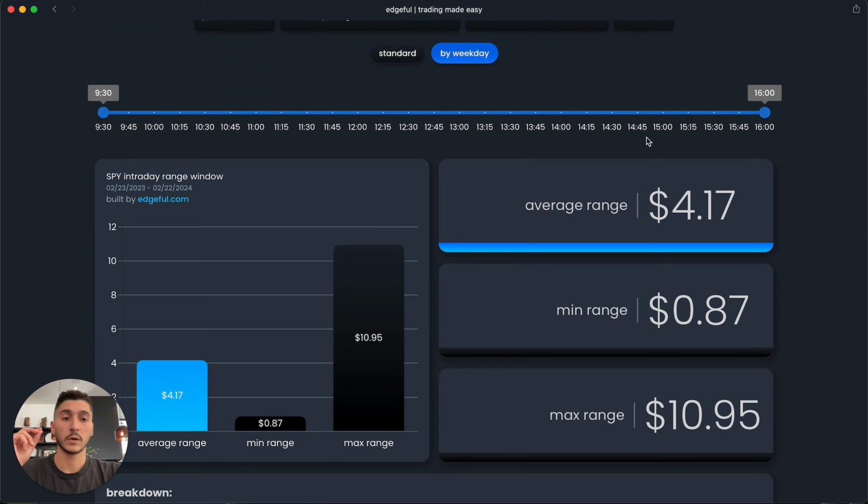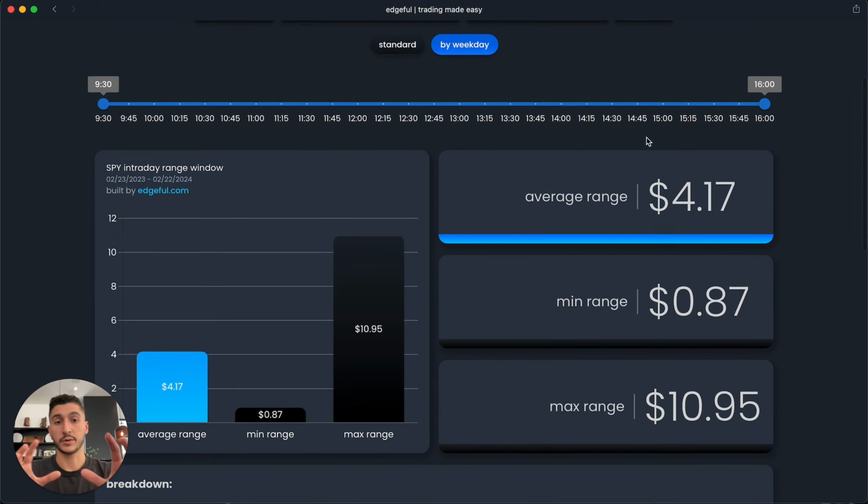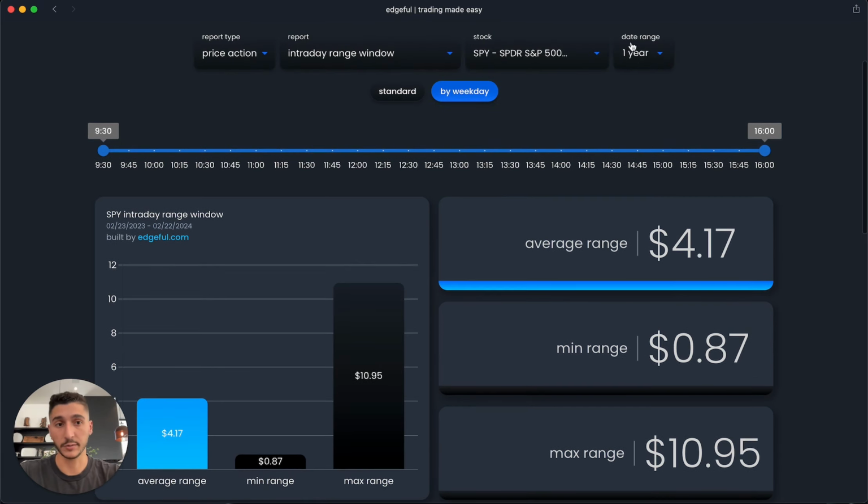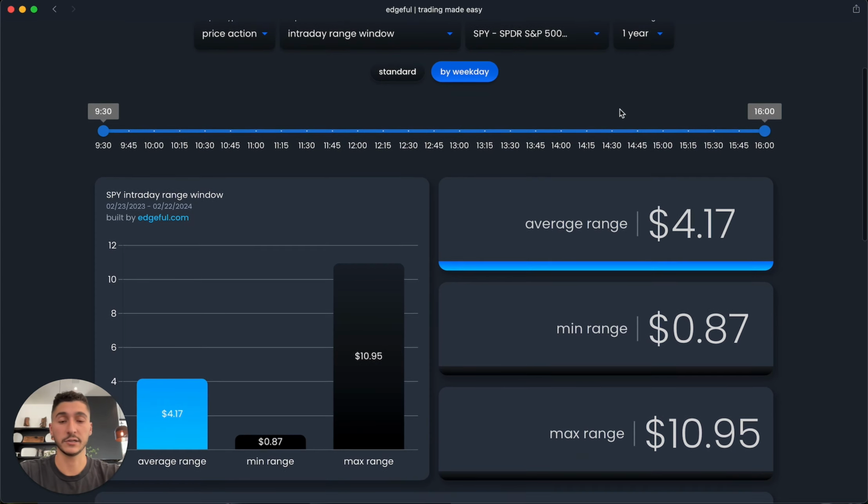So what this report measures, and I'll play with it a little more in a second, is, within a certain window that you select, what is the average range, what is the minimum range, and what is the maximum range in the last year. So in this case, we're looking at the last year.